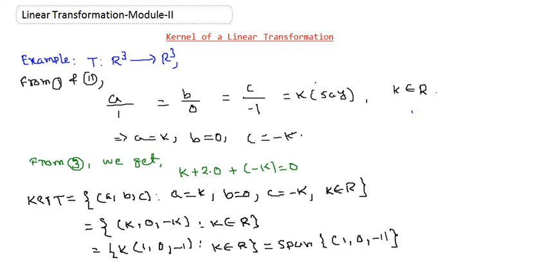Span means the linear combinations of this vector. Linear combination means before this vector we have a scalar. So here you can see the vector and the scalar. This is one of the linear combinations, and it varies with different values of k. So this is the span of this vector. So the kernel of T is spanned by these vectors. We know that the span of vectors is a subspace, so you can see that the kernel of T is a subspace.